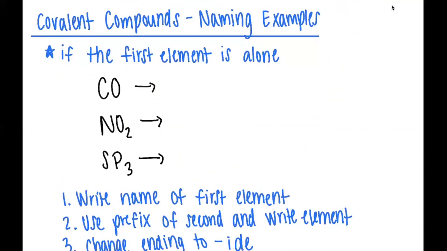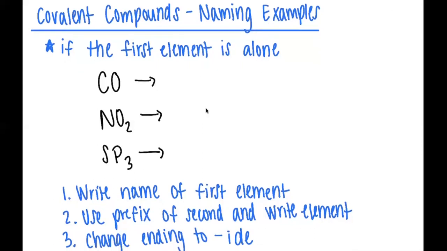Yeah, right? Okay, so these are the examples that we're going to go through, and this is what you need in order to be able to do your worksheet, okay? For these examples, we said if the first element is alone, we are going to write out the name of the first element. I'll do this first one here, Katie, and then you're going to do the next two for me, okay?